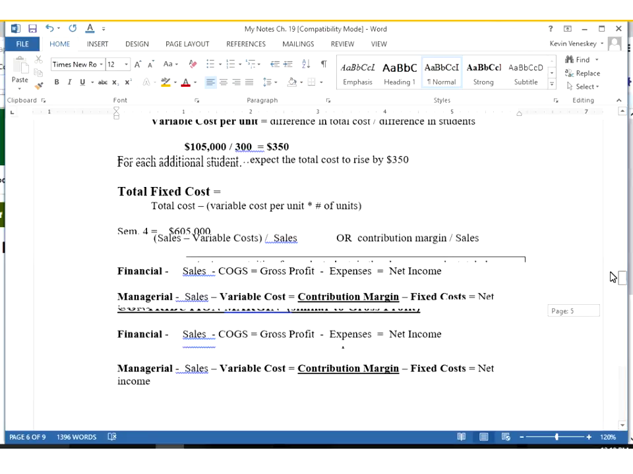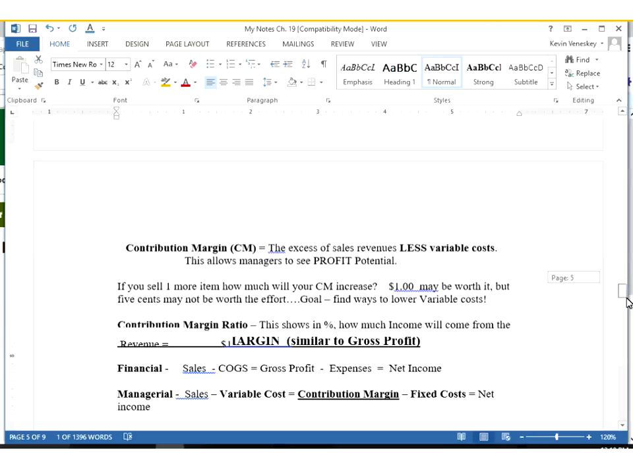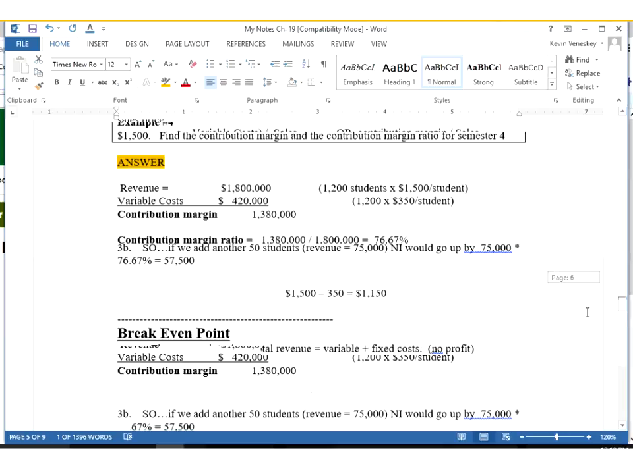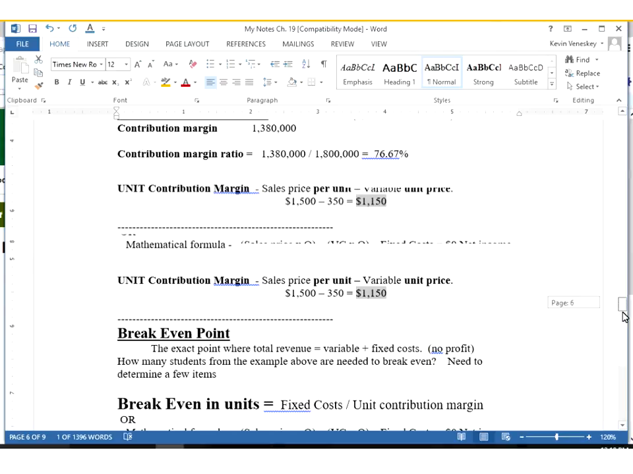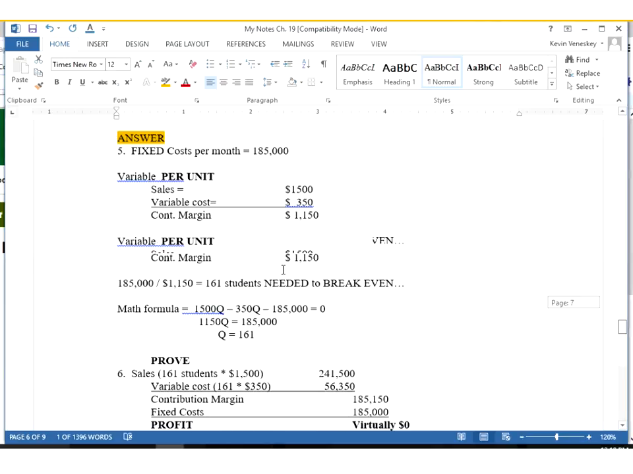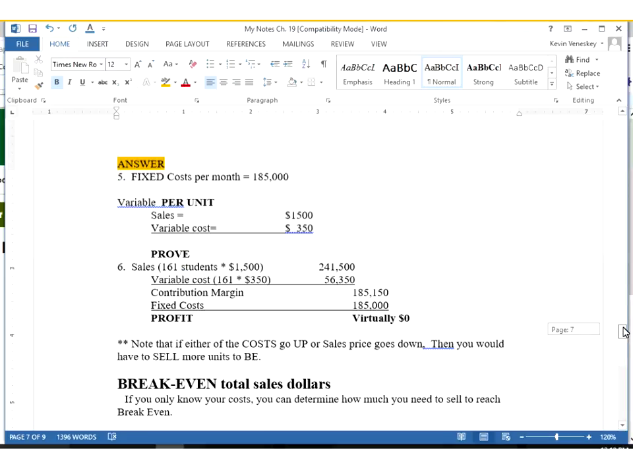Okay, so our fixed cost, let's go back up. We determined that a few sections ago. We figured our fixed cost was $185,000. If I take $185,000 and divide it by my unit contribution margin, $1,150 per student, I need 161 students to break even. And I did it the math way here for any of you that wanted to see that.